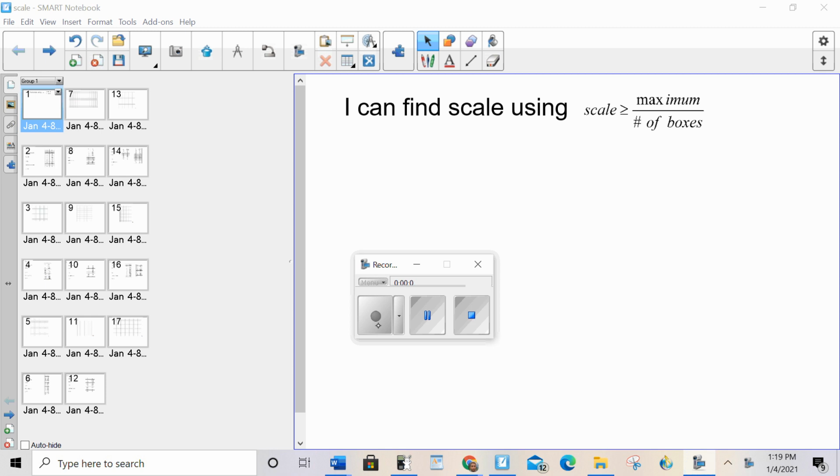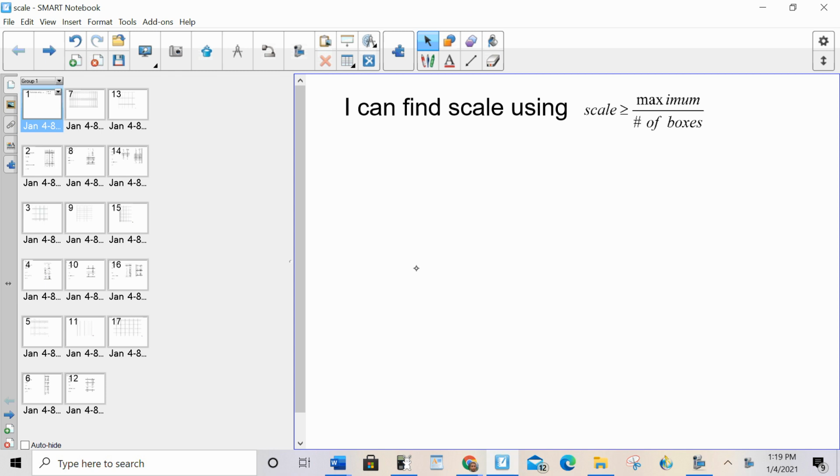Hello everybody, today I can find scale using scale is greater than or equal to the maximum divided by the number of boxes. This is a brand new lesson I just made for, as you can see the date at the bottom of the screen, 2021. This is a component within a bigger question, but it's something a lot of students have trouble with. So I want to just focus and make sure we understand how to create our scale when we're going to be graphing. So that way, when we get to these 6-point questions, we're comfortable with it.